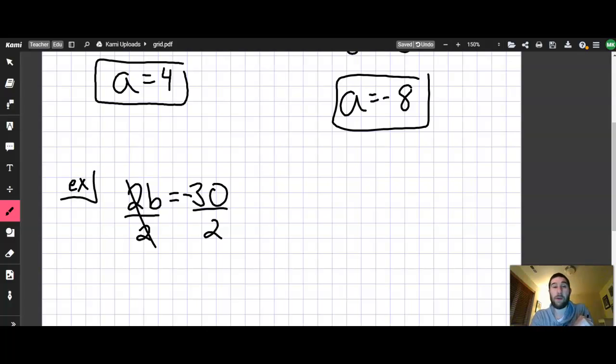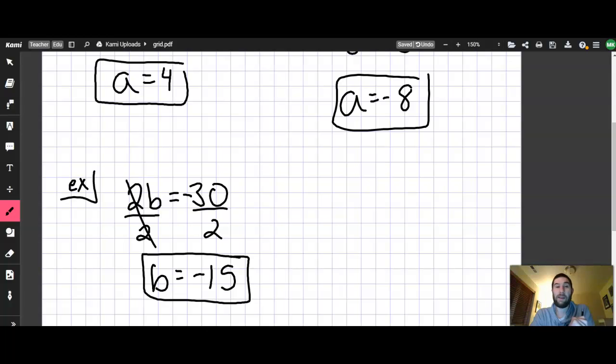The 2's cancel out on the side with the b, because anything divided by itself is 1. Negative 30 divided by 2, well, work out the numbers first. We have 1b now, because the 2's canceled out. So that's 1b is equal to 30 divided by 2. Well, half of 30 is 15. And just like above with the negative 8, a negative divided by a positive is the same thing as a positive divided by a negative. So a negative divided by a positive is still a negative number. So we have b is equal to negative 15.